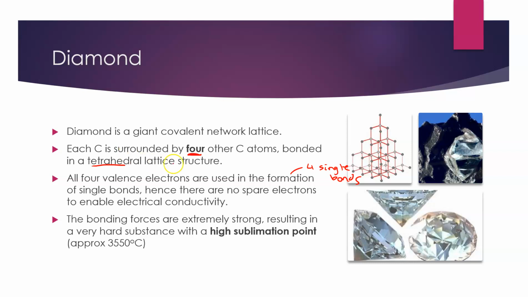The bonding forces are extremely strong. We have strong covalent bonds. And this means that we have incredibly high melting points and boiling points. In fact, diamonds sublime, they go directly from a solid to a gas, but they don't do this at temperatures under 3,500 degrees, which is very, very high.